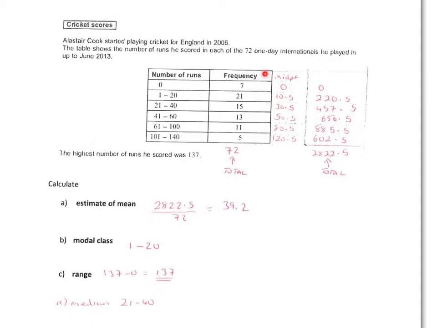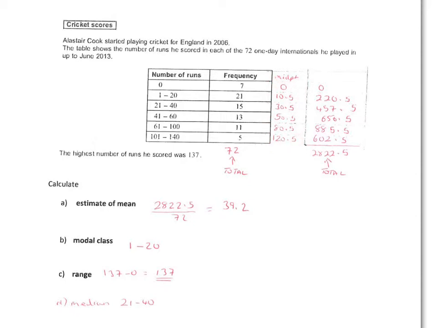The first one needs to be filled with the midpoint. That's these values, that's the middle of each group. The middle of 0 is still 0. The middle of 1 to 20 is 10.5. 21 to 40 is 30.5. Some of you need to pay attention to these midpoints. They're not easy to get yourself.